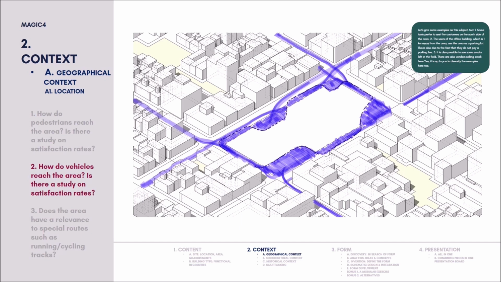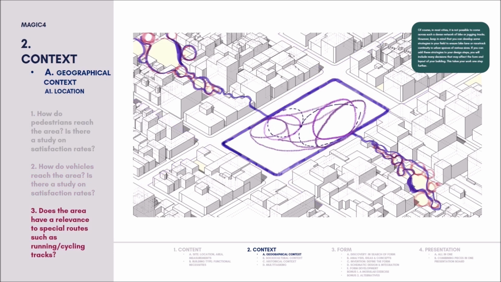2. The users of the office building, which is 1 kilometer away from the area, use the area as a parking lot. This is also due to the fact that they do not pay a parking fee. 3. It is also possible to see some crocs left in the field. There are also vendors selling crocs here. Yes, it is up to you to diversify the examples here too.